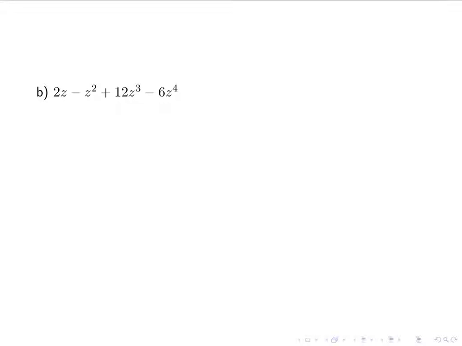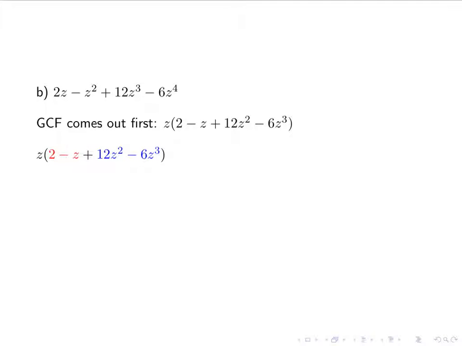2z minus z squared plus 12z cubed minus 6z to the fourth. There is a GCF here, so we got to make sure we take it out. Coefficient-wise, there's nothing because of the lovely 1 that we have there. But they each have at least a z in it. So I'm going to factor out the z, and I'm left with 2 minus z plus 12z squared minus 6z cubed. Again, I'm going to separate it. 2 minus z is my first group, 12z squared minus 6z cubed is my second group.